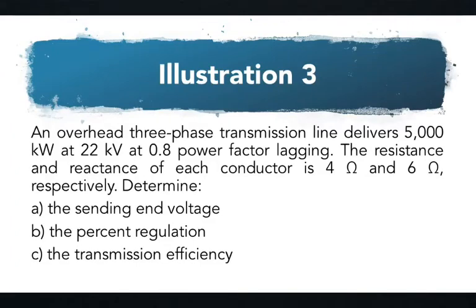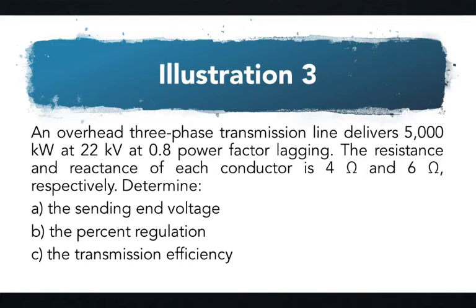Illustration 3: we have a three-phase transmission line delivering 5,000 kilowatts at 22 kV at 0.8 power factor lagging. The resistance and reactance of each conductor is 4 and 6 ohms respectively. We have to get the sending end voltage, percent regulation, and the transmission efficiency.